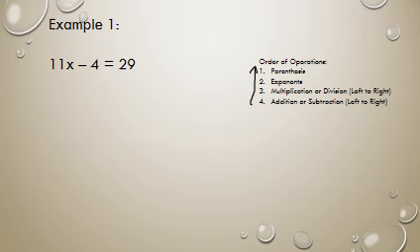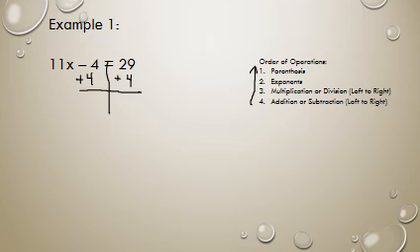So that means the first thing we're going to get rid of is any addition or subtraction. So right here we see that we've got a -4. So we're going to do the inverse of that, which is add 4. And remember right here we've got our two sides of the equal sign. So I'm going to add 4 over to the left side, and I'm going to add 4 over to the right side.